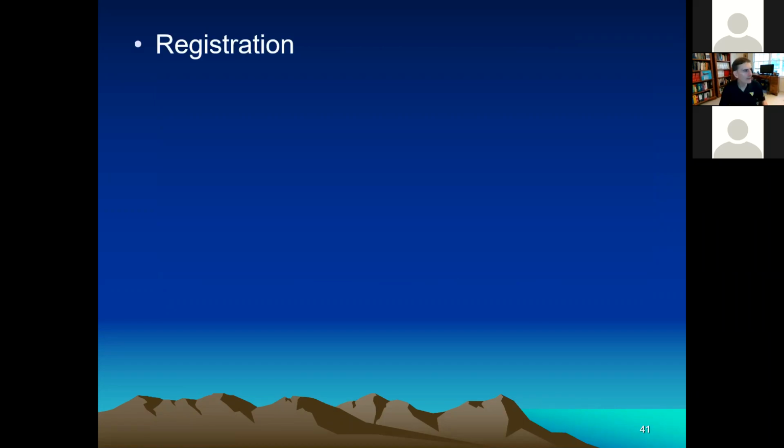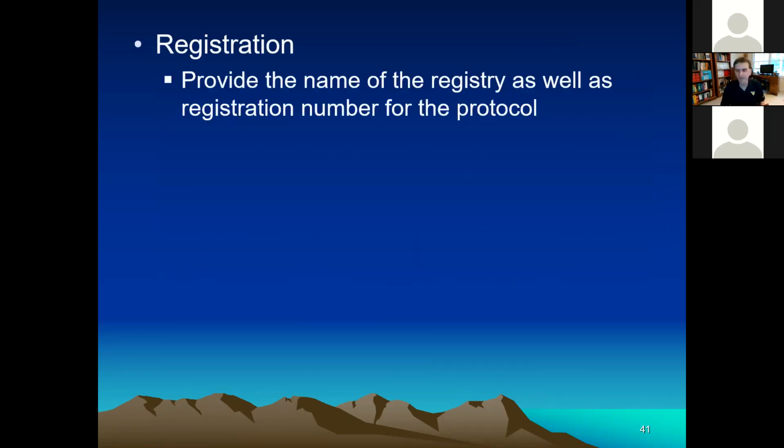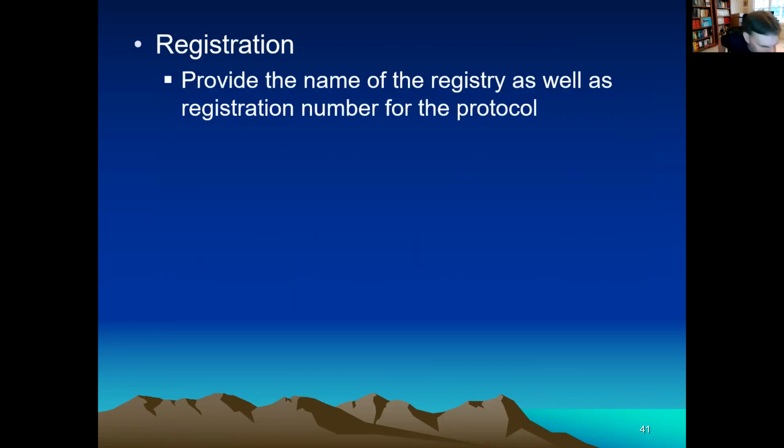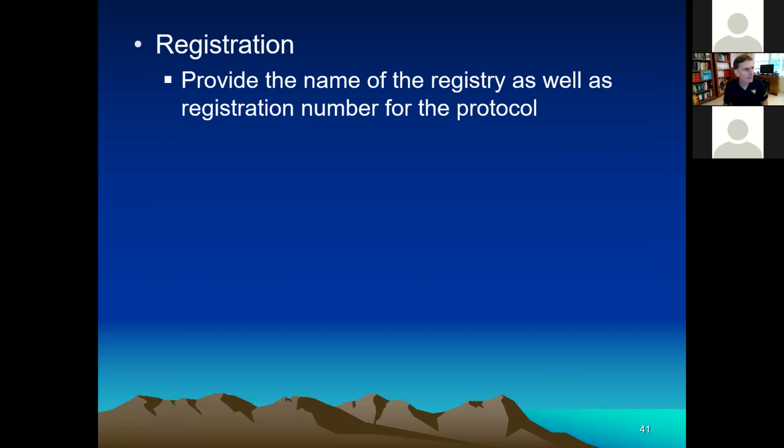Okay, so registration. Here are some things. I'm going to give everyone some examples. The first thing is to provide the name of the registry you use in your protocol to register your protocol, as well as the registration number. Okay. Para ya el proceso de hacer el registro, lo más importante es proveer el nombre del registro y también el número para el protocolo.